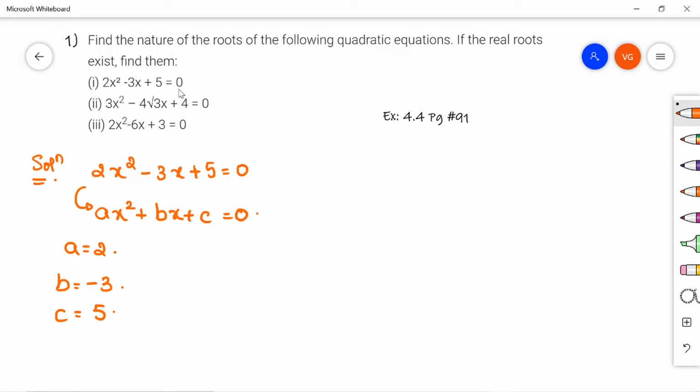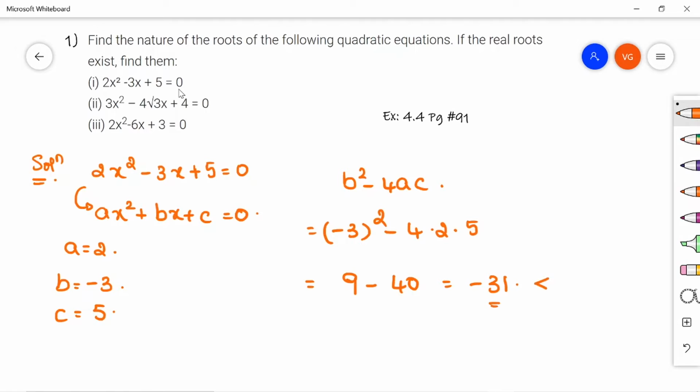Now we have to find out the discriminant to understand the nature of the roots. So the discriminant of a quadratic equation is b square minus 4ac. So find out the b square minus 4ac value. So minus 3 whole square minus 4 into 2 into 5, a into c. So this is 9 minus 40, right? So this is nothing but minus 31, which is less than 0.